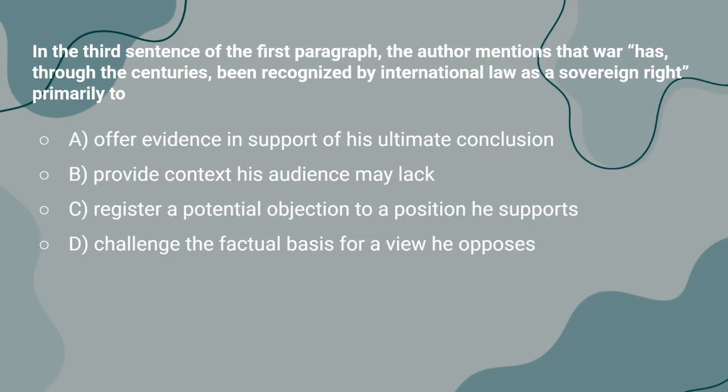B, provide context his audience may lack. I think this is a fine answer. However, it's not really supporting his claim, so I don't love this one either. C, it registers a potential objection to a position he supports. I think this is probably going to be the correct answer because, again, it shows why someone would say, when someone's saying, let's not go to war, this is a great response. It's our sovereign right. We can do this.